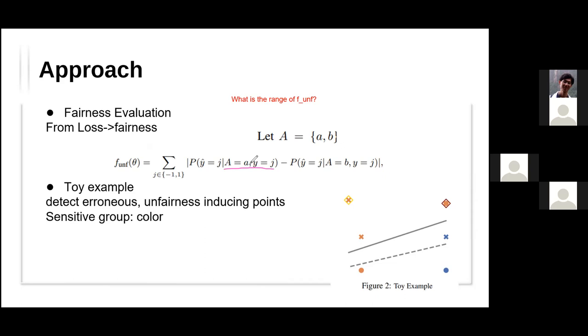all the points with label Y to be J and attributes to be A, and this means the prediction of Y to be J, and if it's fair, then this value should be zero, right? By the way, is there any question for this equation?